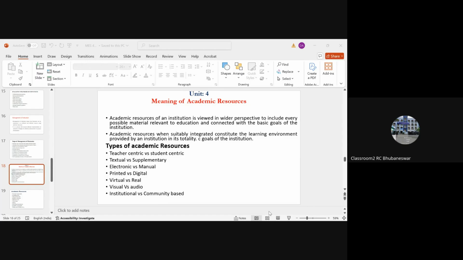Okay, the basic goal of medical college is to produce effective and efficient doctors for this society. They are meeting the needs of the society. They can meet the requirements of the society. To produce such type of doctor, infrastructure is very essential.